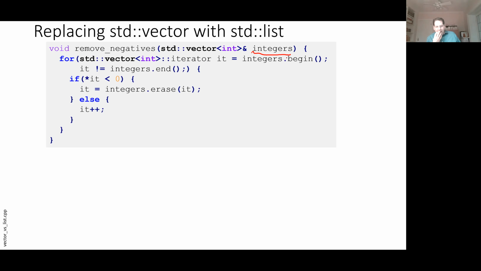Type it in the chat if you've got an idea. What do we have to change this to work with lists? And not lists that we're going to code ourselves. We're using STL. So we asked for a vector. We just want to use the STL list. What do I have to change?